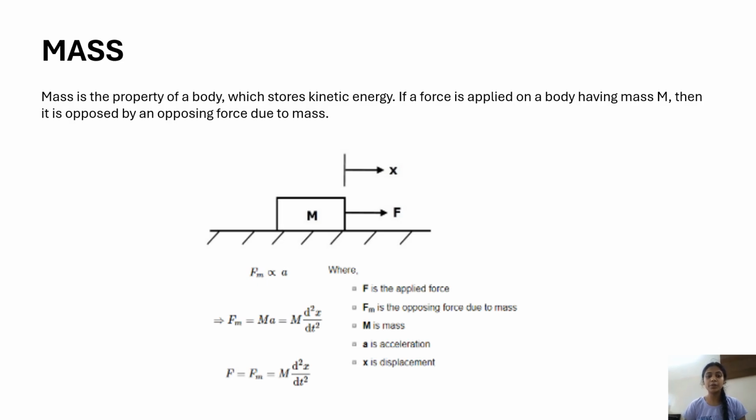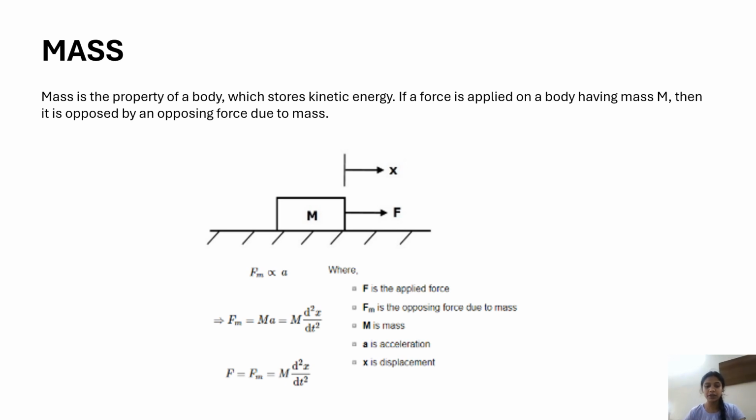Mass is the property of a body which stores kinetic energy. If a force is applied on a body having a mass M, then it is opposed by an opposing force due to mass. We can see the diagram here. Here it is having a mass, and the opposing force is applied opposite to the force.